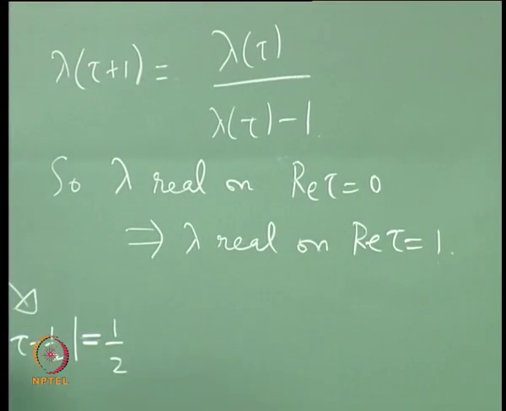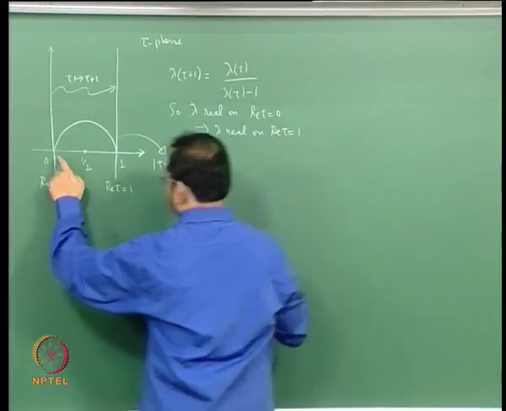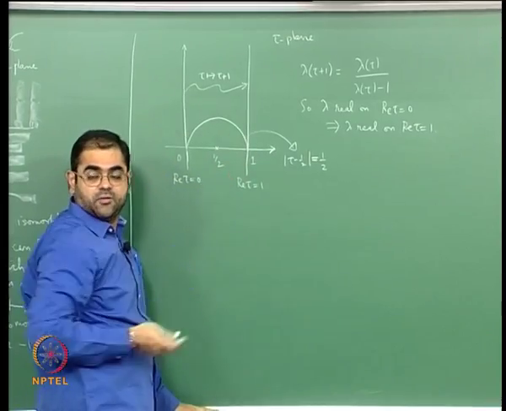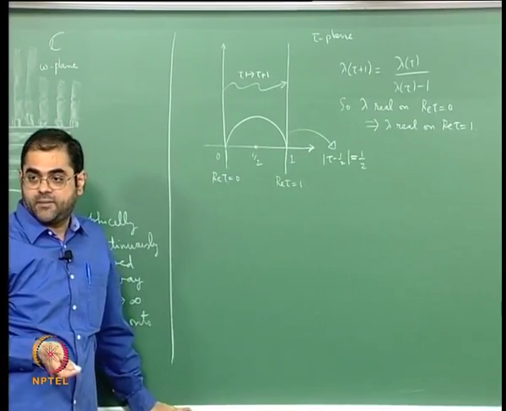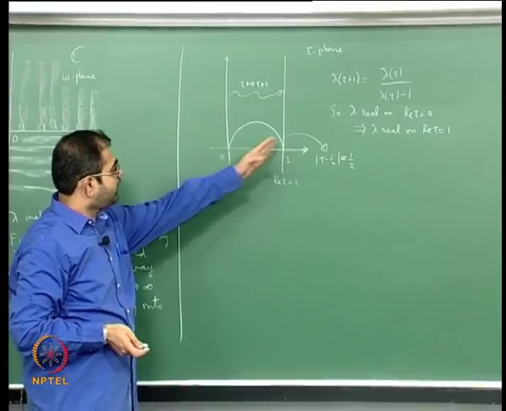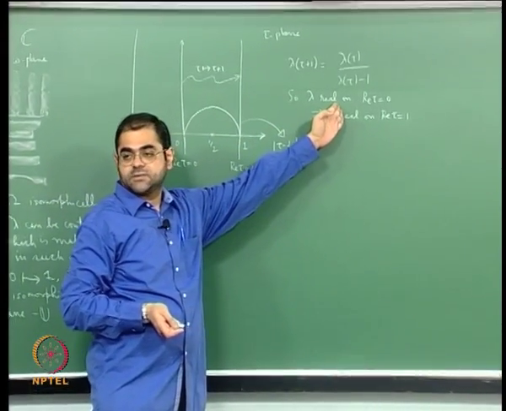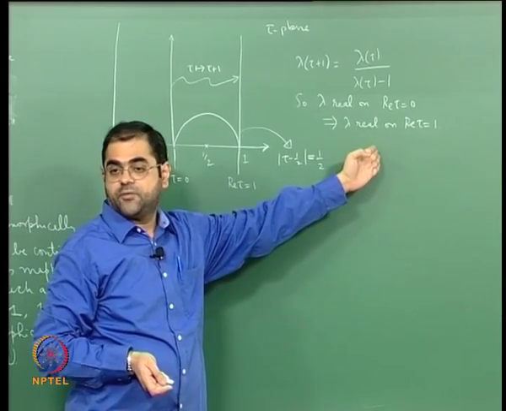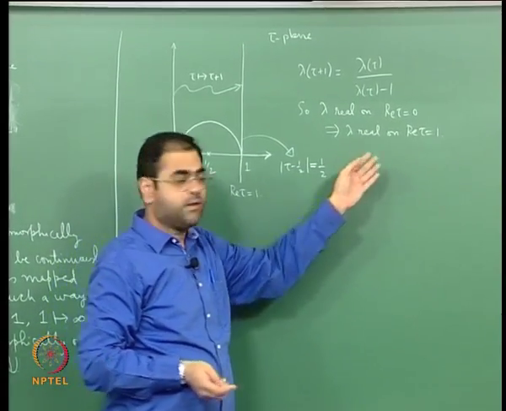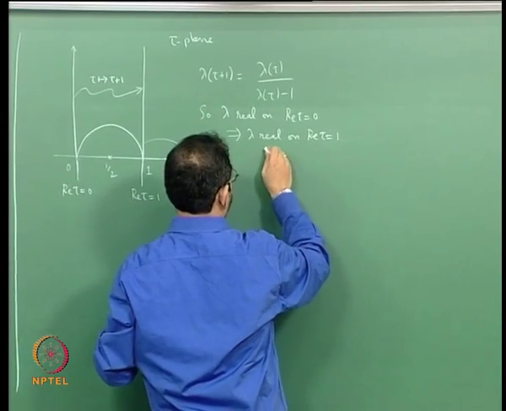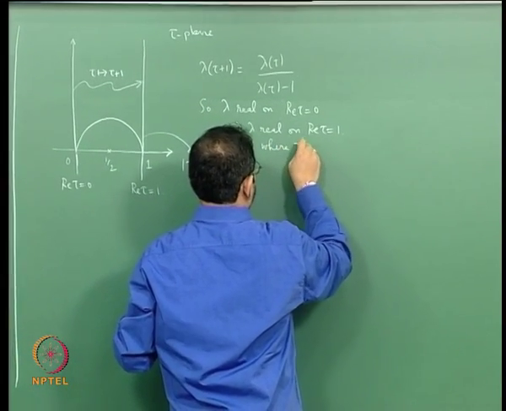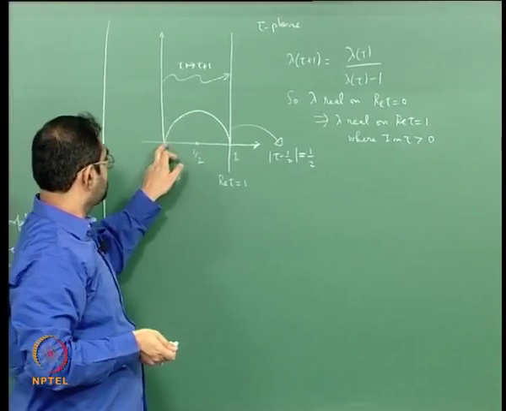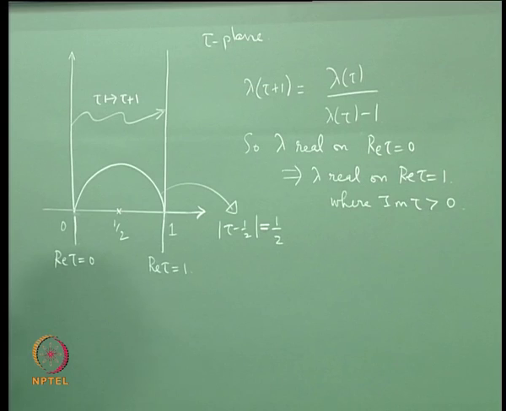And of course I will have to worry about the point 0 and the point 1, because for the moment lambda is only defined on the upper half plane, okay. So what I am saying here applies only when imaginary part of tau is greater than 0, okay. So let me write that down, where imaginary part of tau is greater than 0, okay. So you will have to leave out this point and you will have to leave out this point, right.